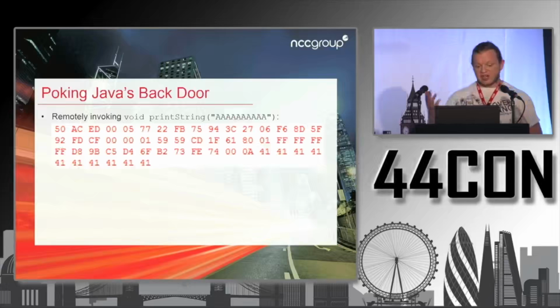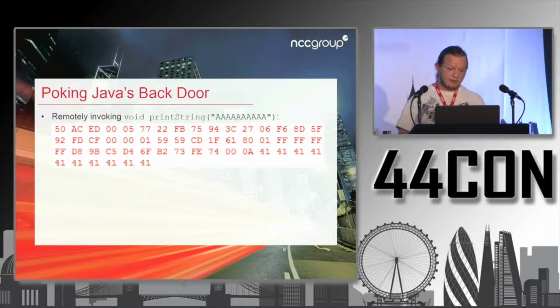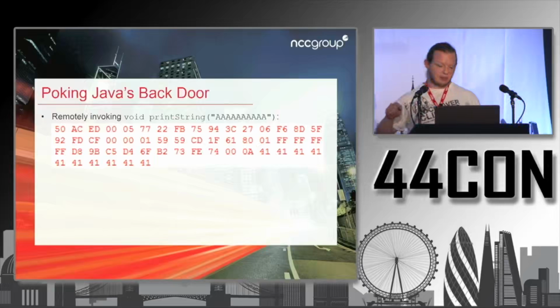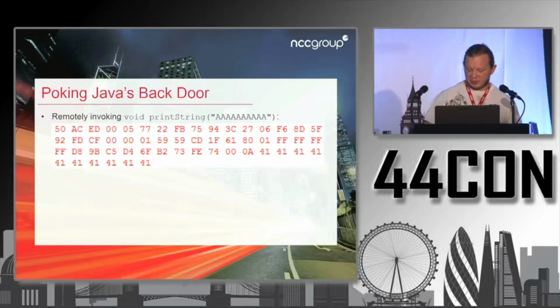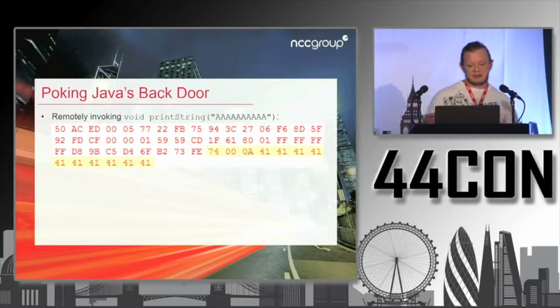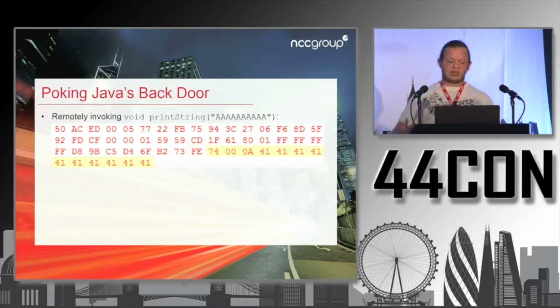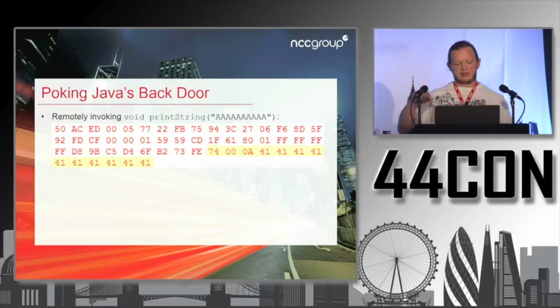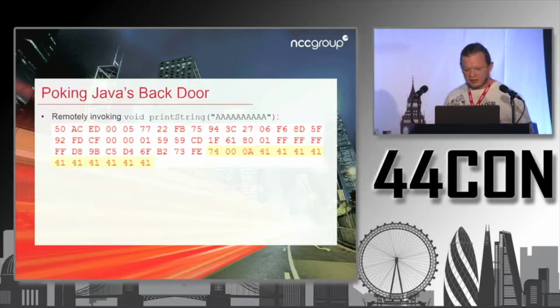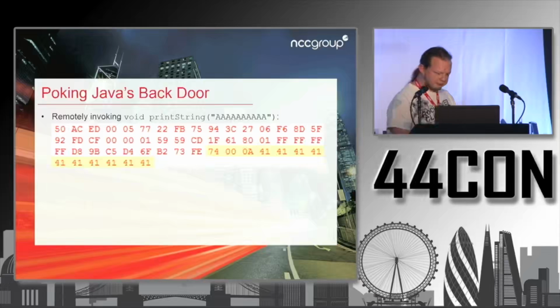So that's what it actually looks like when it goes over the network. And that's entirely serialization data, apart from the first byte, which is an RMI packet type byte. But this part is the actual parameter to the method. 7.4 tells us it's a string. The hex 000A tells us that the string is 10 bytes long, or 10 characters long. And then the 4 ones are the actual string contents.